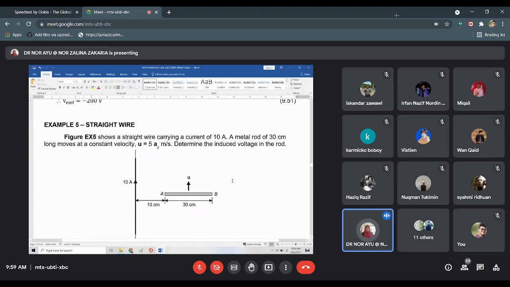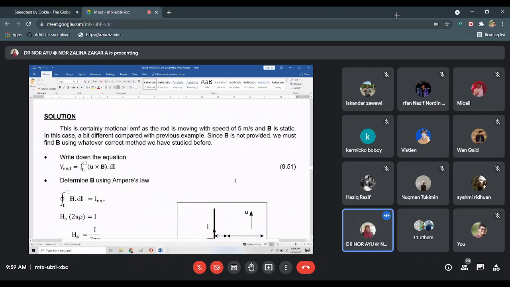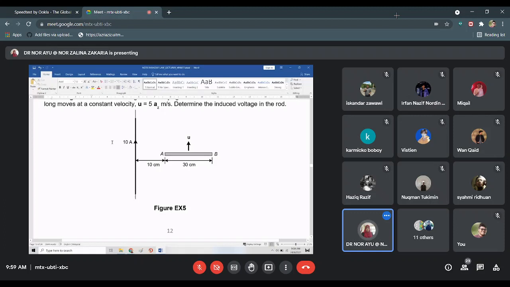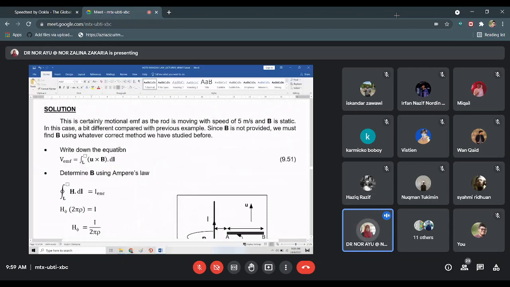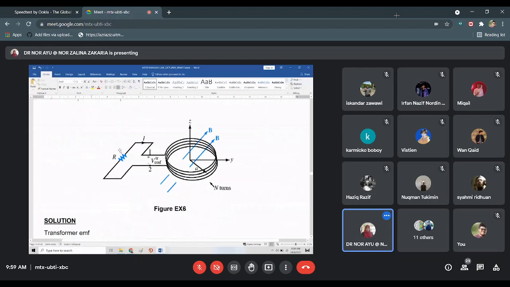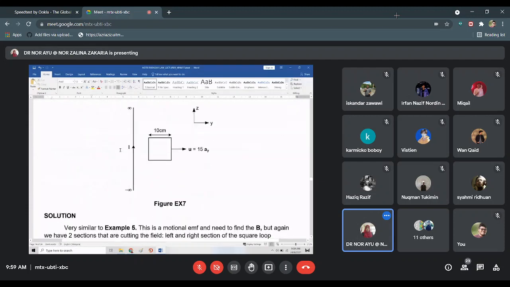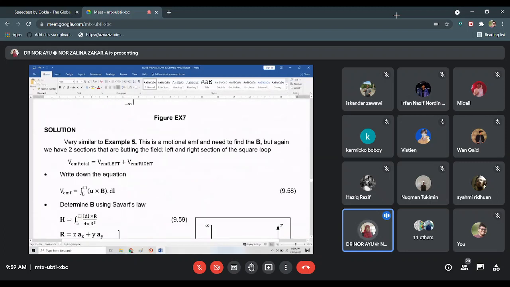Alright. So the next one is a straight wire. Example 5. Okay, example 5 dengan example 7, it's a bit difficult sikit.